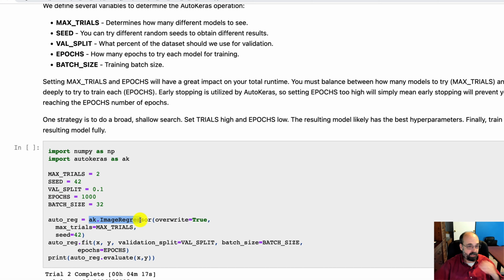We're using AutoKeras and we're just going to use the image regressor. Now, AutoKeras, there's a lot to it, and there's a book coming out about it. I highly encourage you to go to their website and check them out. I could easily do an entire series of videos on AutoKeras, and I may do that as I start to look deeper and deeper into what this is really capable of.